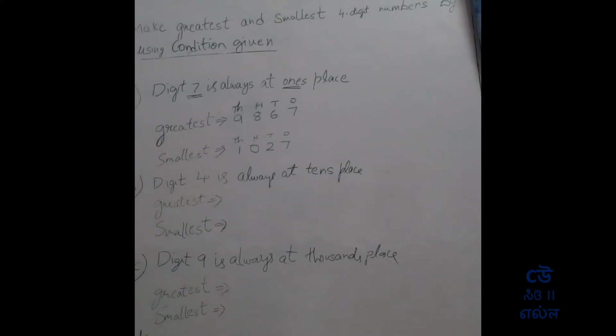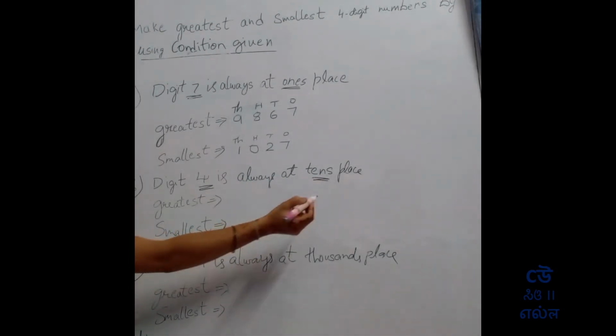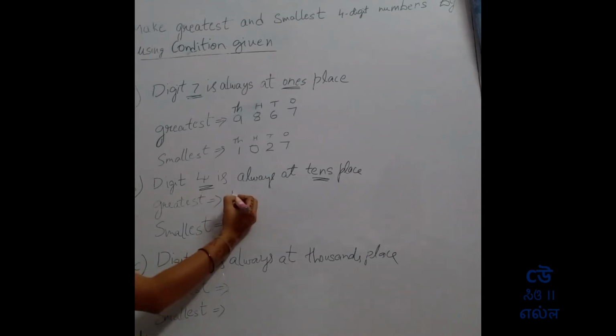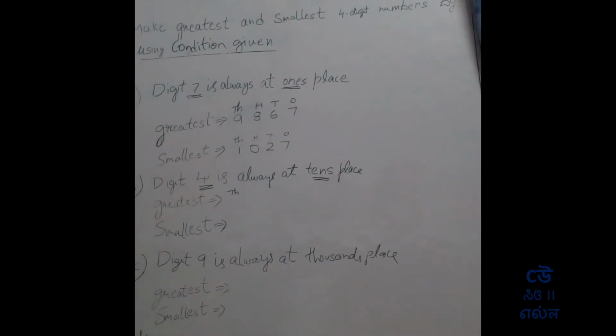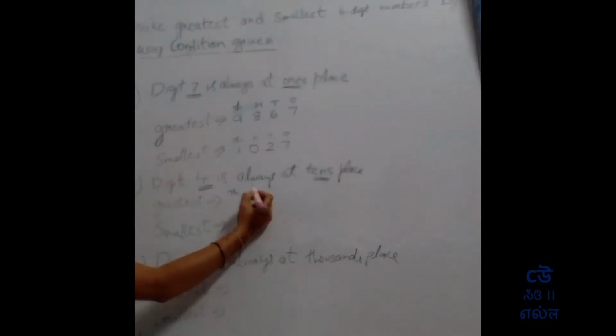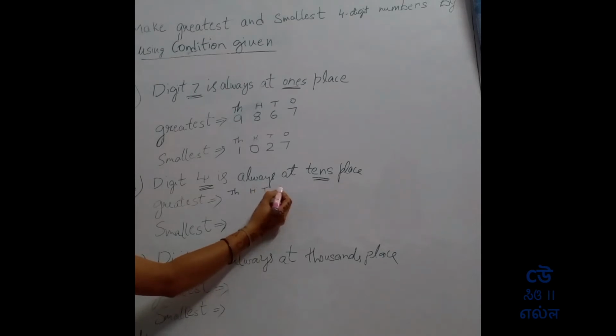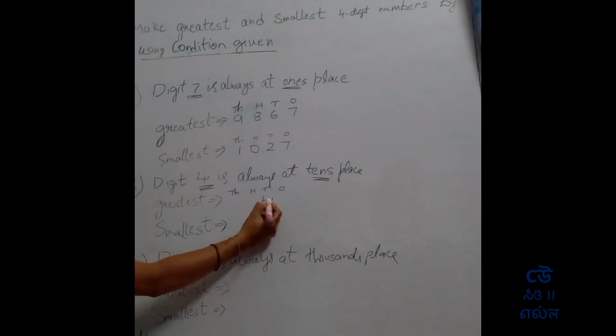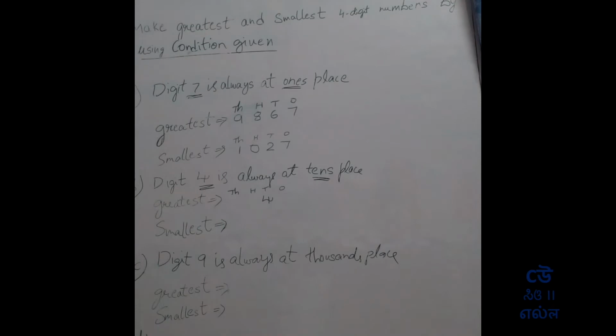So the next problem is digit 4 is always at tens place. Digit 4 is at tens place. So, thousands place. If you write this place value chart, it will be easier to write the number for you. Okay. Tens place and ones place. So 4 is always in tens place. So this is tens place, no? So 4 is in tens place. So the remaining 3 places we have to fill.